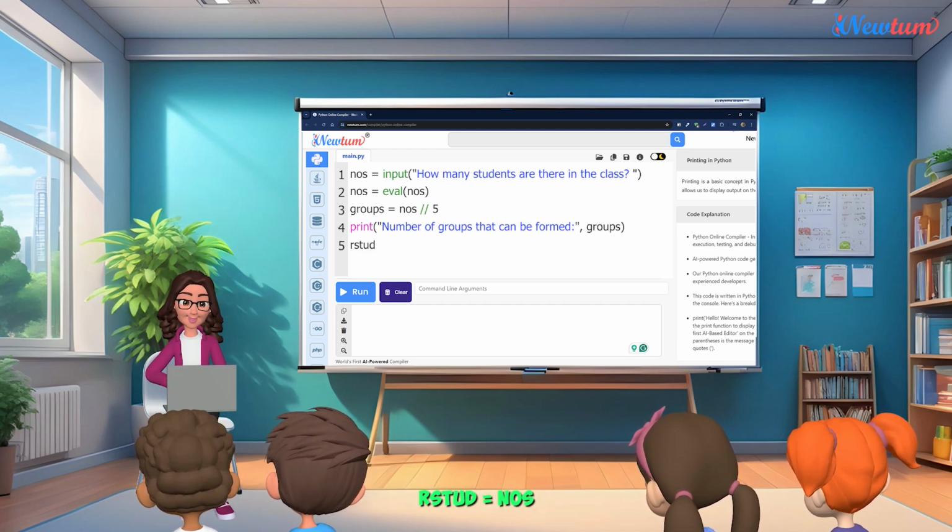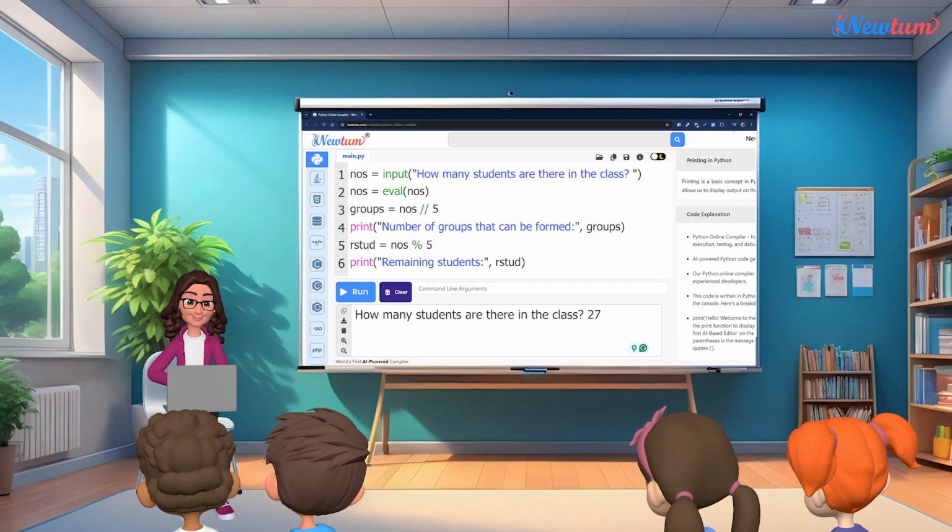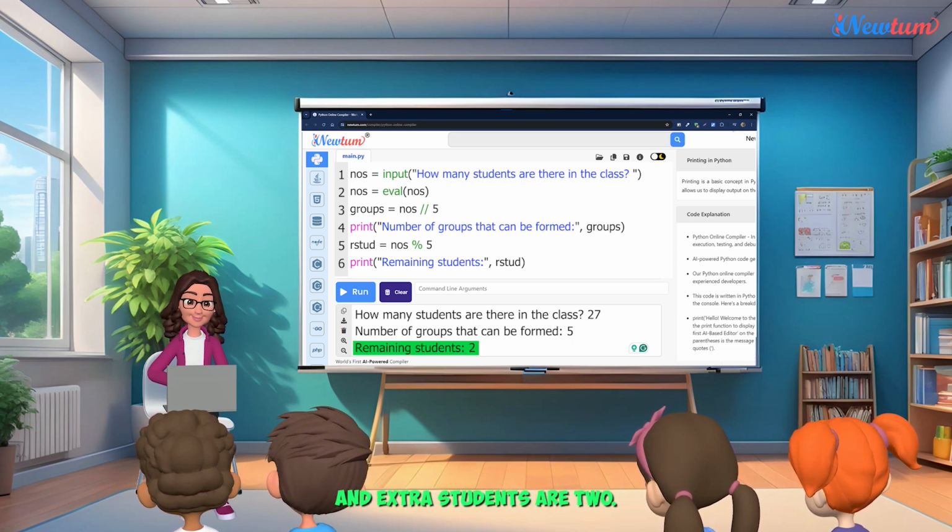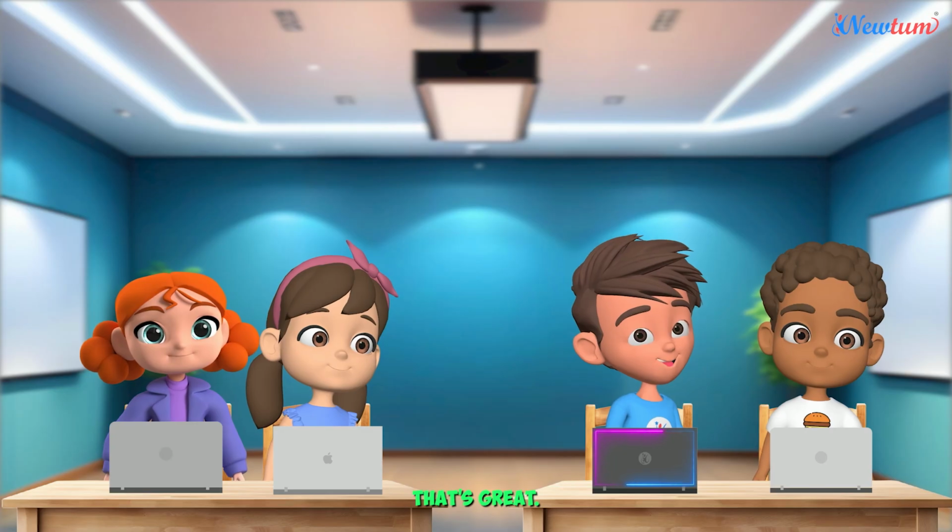This line, rstud equals NOS % 5, tells the computer to divide NOS by 5 and give the remaining value after division. Number of groups that can be formed are 5, and extra students are 2. That's great. The computer can do any calculations.